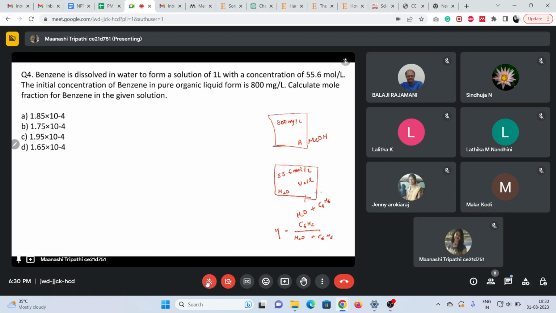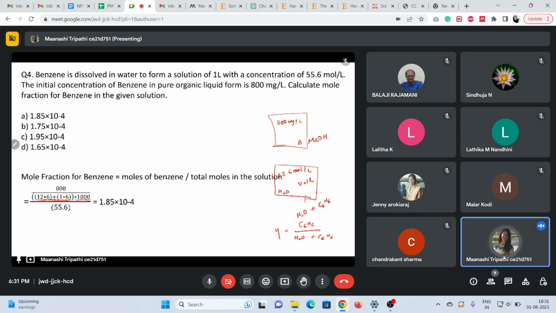So molar mass of carbon is 12. So 12 multiplied by 6. So this is how it is coming, and molar mass of hydrogen is 1, or atomic mass. So multiplied by 6. This is in milligrams per liter, and moles is calculated mostly in gram per moles. So 1000 is the conversion factor. So this is what we got, moles. And this is the total moles in the solution, 55.6. So this is how we got the mole fraction.